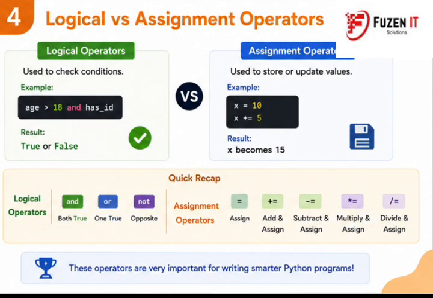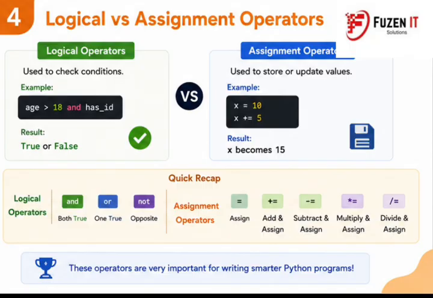As usual, slide 4 explains about logical versus assignment operators. Let's understand the difference. Logical operators are used to check conditions, for example, age greater than 18 and has ID, result true or false. Assignment operators are used to store or update values, for example, x equals 10, x plus equals 5, results x becomes 15. Think of it like this: logical is decision making, assignment is value storing or updating.